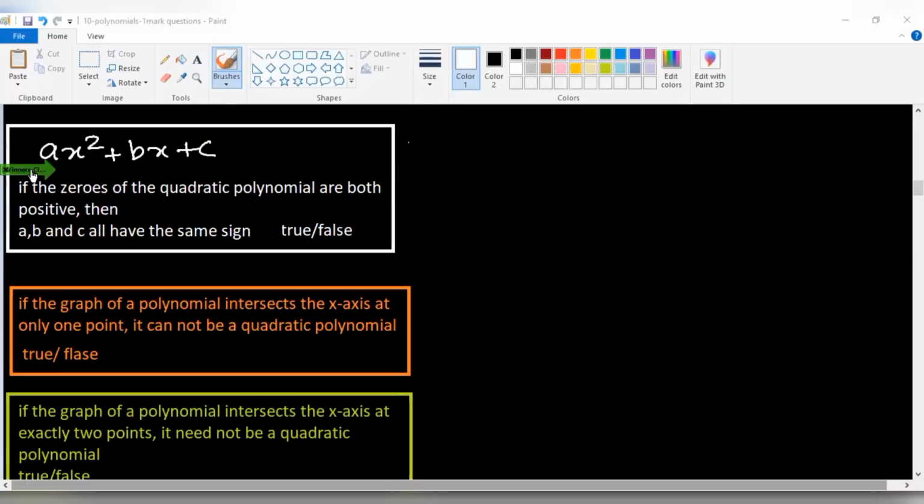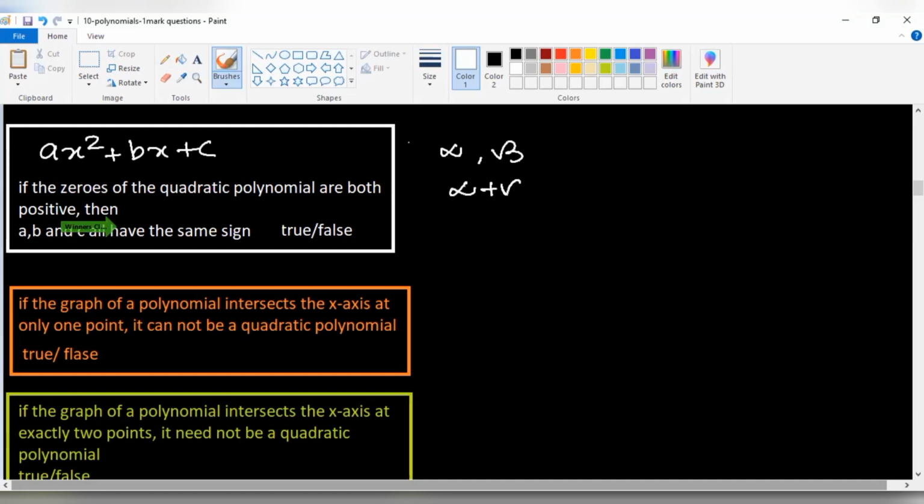Next few questions are true or false type questions. Ax squared plus bx plus c. If the zeros of the quadratic polynomial are both positive, then a, b, and c have the same sign. This is what we have to check, whether it is true or false. Both the zeros are positive. It is given like that. That means alpha, beta both are positive.